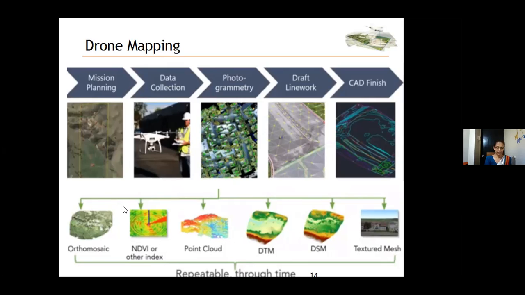Photogrammetry is the main method used to obtain 3D information from 2D images. As such, photogrammetry is mainly used during data processing of drone images, and you can get all of these nice products based on these input data. So what are they actually? You can obtain orthomosaic maps, NDVI maps, a point cloud, digital terrain model, digital surface model, textured 3D models, and many more things. Okay.